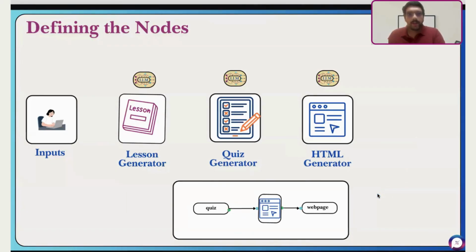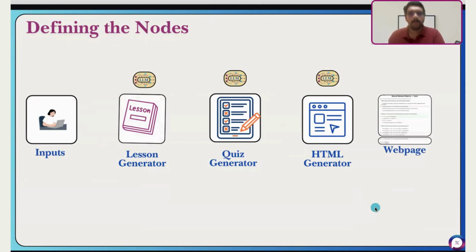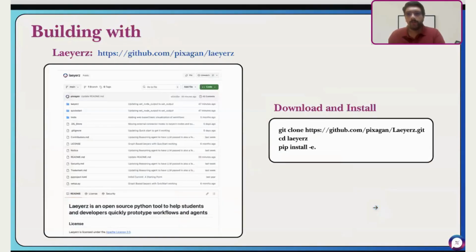So let's now go and code this up quickly, create our nodes. Then we'll come back and explore the data connections and how the flow of control happens, meaning how the edges are defined, right? And so we're going to build this using the Laeyerz library. If you've seen the previous video, the first video in this series where we explored what a workflow is, we've used that there.